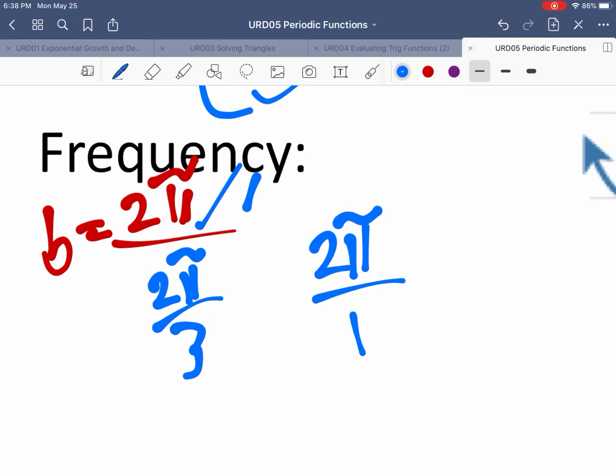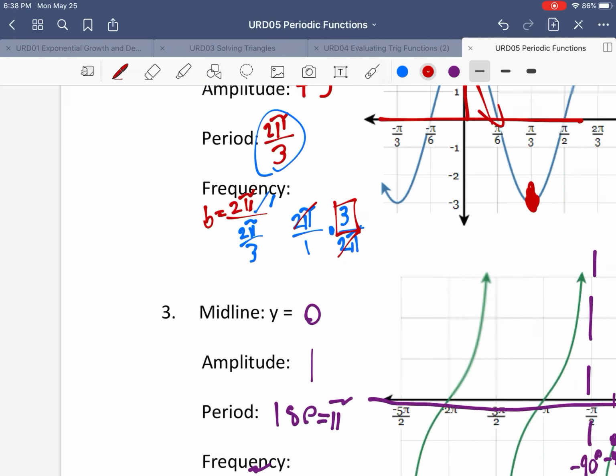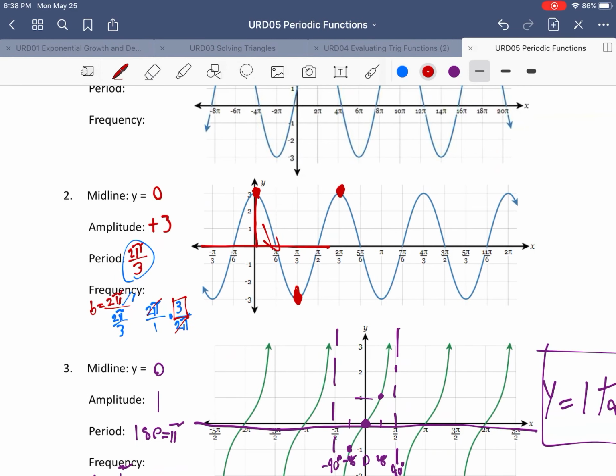So we're going to put this over 1 to use keep, change, flip. So we're going to get 2 pi over 1, that's the numerator, times the denominator reciprocated, so that's 3 over 2 pi. The 2 pi's will cancel out, giving us a 3. So that is our frequency. So if we were to write the equation of this graph, it would be y equals positive 3 cosine of 3x.